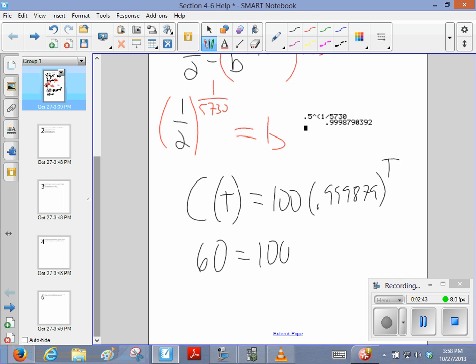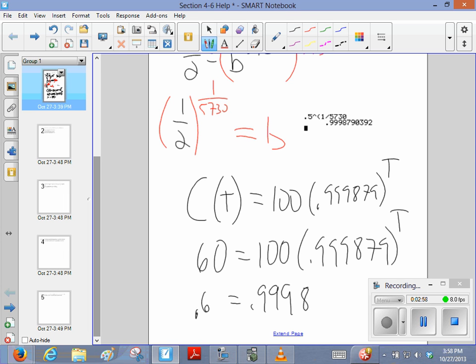And now we want to know, when is there going to be 60% left? So when is it 60%? That just sets us up like that. We replace it with y. We're going to divide by 100, which gives us 0.6.